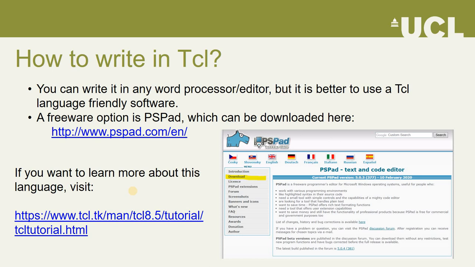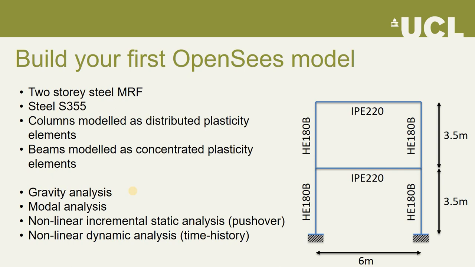This is my recommendation. First, what model are we going to be building today? It's a two-story steel moment resisting frame made of European steel, S355. The columns will be modeled as distributed plasticity elements. The beams will be modeled as concentrated plasticity elements. In this case, HE180B for the columns, IPE220 for the beams. And we're going to perform a gravity analysis, a modal analysis, a nonlinear incremental static analysis or pushover, and a nonlinear dynamic analysis or time history.